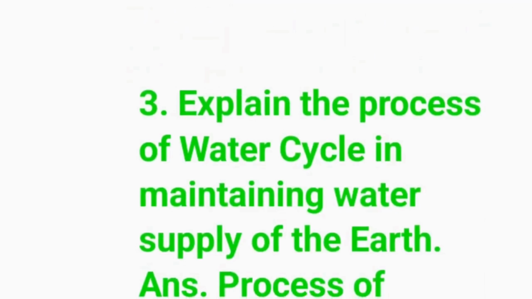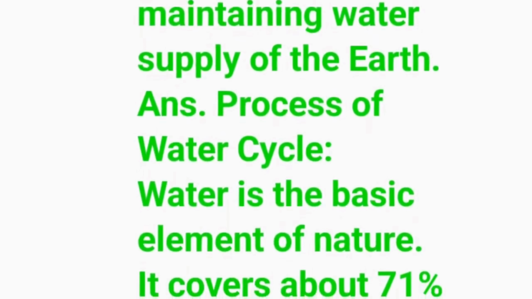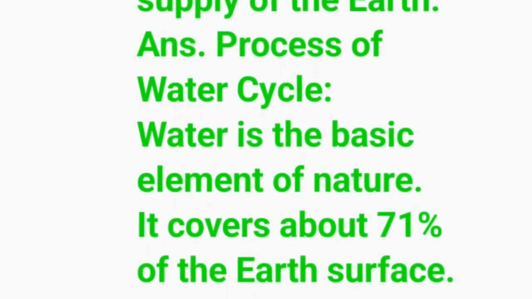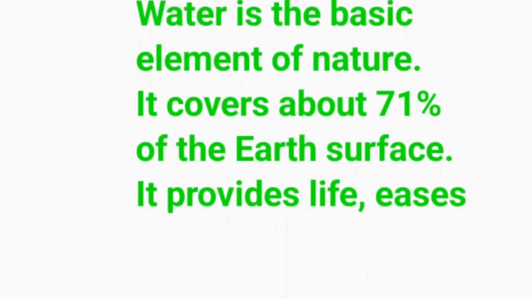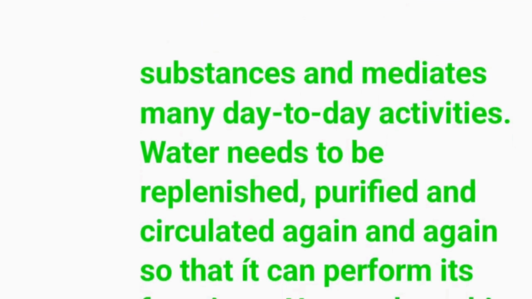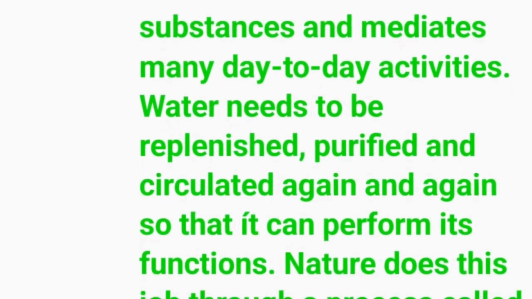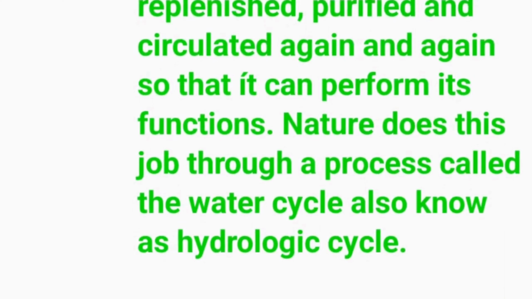3. Explain the process of water cycle in maintaining water supply of the earth. Answer. Process of water cycle. Water is the basic element of nature. It covers about 71% of the earth's surface. It provides life, eases out heat, drains harmful substances, and mediates many day-to-day activities. Water needs to be replenished, purified and circulated again and again so that it can perform its functions.